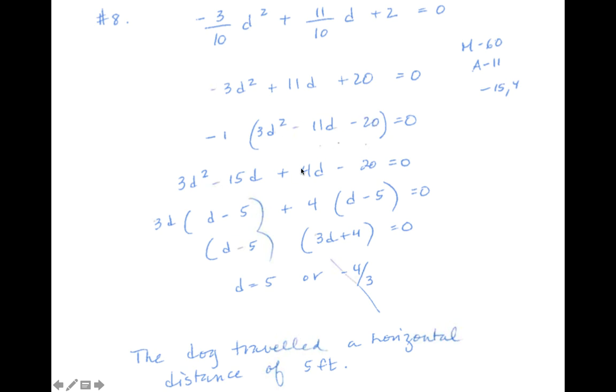Please pause the video and just take a look at this. Make sure you understand how it's going. When I finally finish, I find out that d is 5 or negative 4 over 3. Of course, this makes no sense because we're talking about a dog jumping off a dock. So it appears that the dog traveled a horizontal distance of 5 feet.